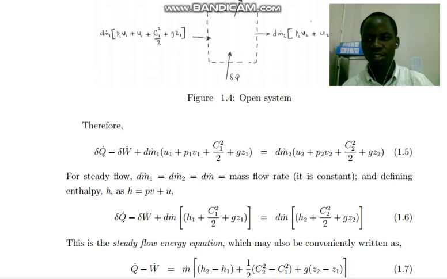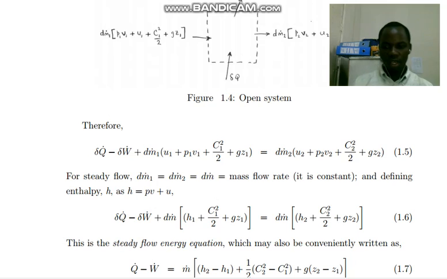This is a new terminology, students, take care of this. Enthalpy is designated by H, and H is pressure times volume plus the internal energy U. Then we have delta Q dot minus delta W dot plus dm dot into the bracket enthalpy 1 plus C1 squared over 2 plus gZ1, which should be equal to dm dot into the bracket H2, which is the enthalpy, plus the kinetic energy at state 2 plus potential energy, as given in equation 1.6.